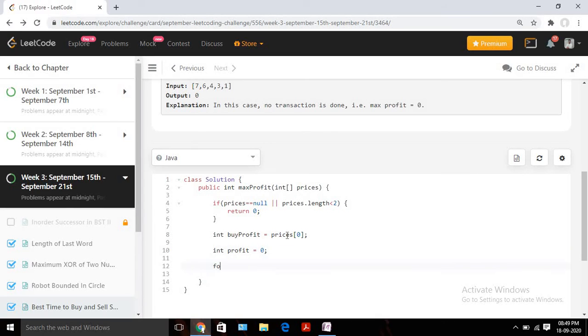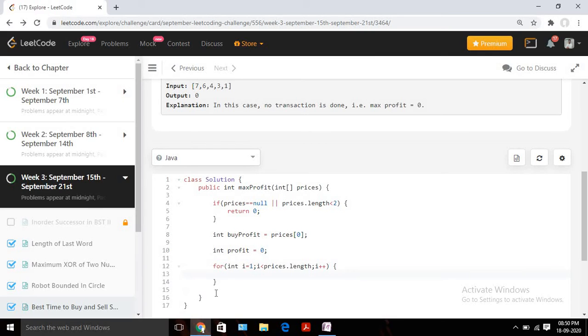Now we will keep checking for each and every day. We already considered day 0, so we will always start from day 1 only, right? So initially i equals 1, then loop till i is less than prices dot length, and we are going to increment i by 1.